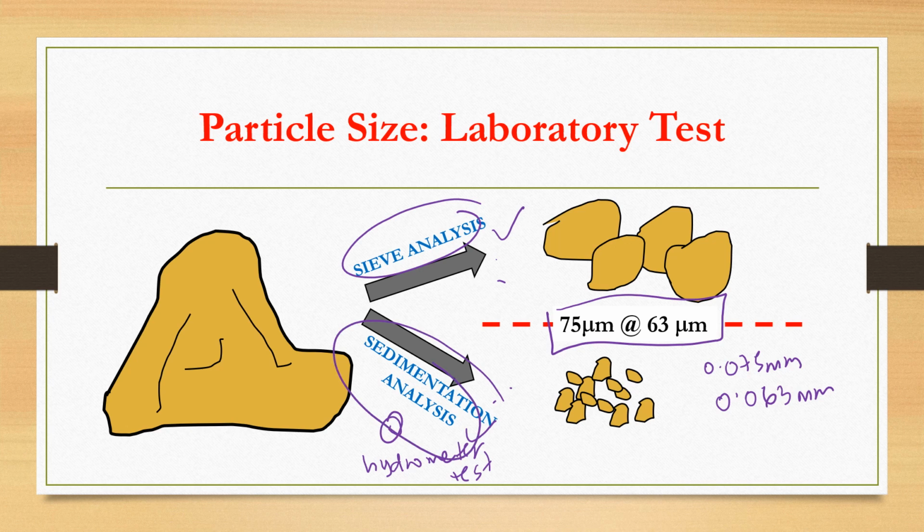And these two tests measure the type of soil based on what? Based on particle size. Remember the previous slide, to classify the soil, you have to conduct two sets of testing. You have particle size and you also have Atterberg limit. So if you're talking about particle size, you have sieve and you also have sedimentation. But those two, sieve and sedimentation, just classify the soil based on what? Based on particle size.